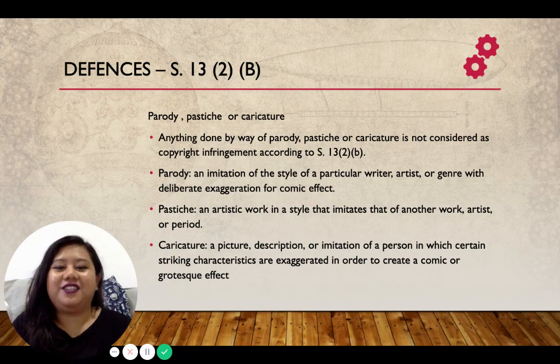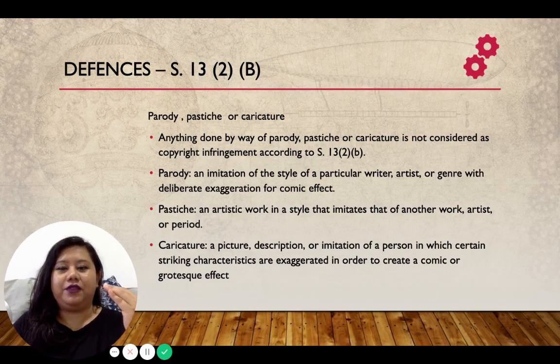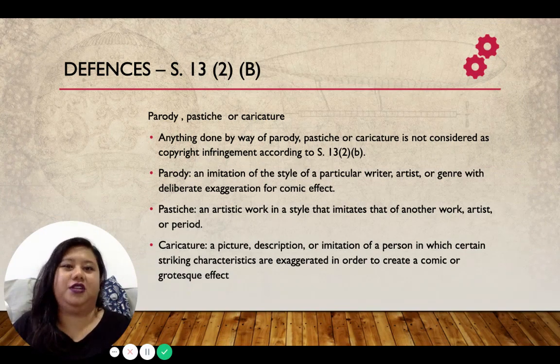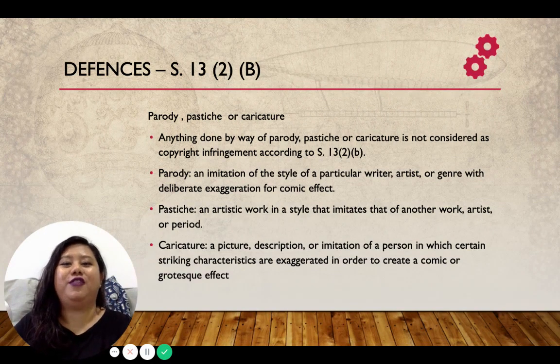Pastiche is an artistic work in a style that imitates the work of an artist or a period. So usually the common thing about parody, pastiche, and also caricature is the comical and humorous nature of it. So it needs to be funny in a way, especially for parody, in order for it to enjoy section 13, subsection 2b.